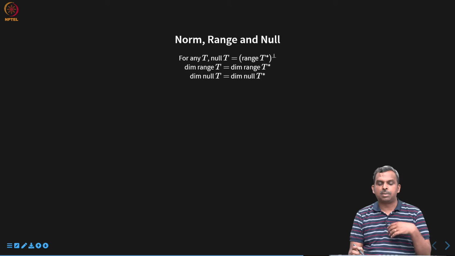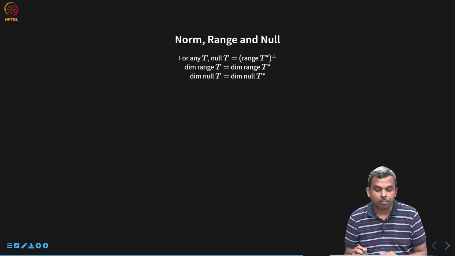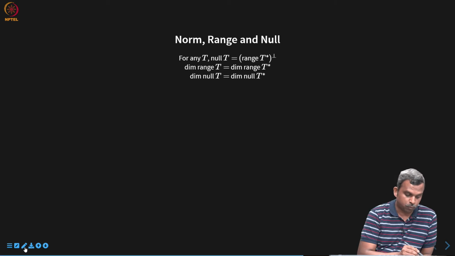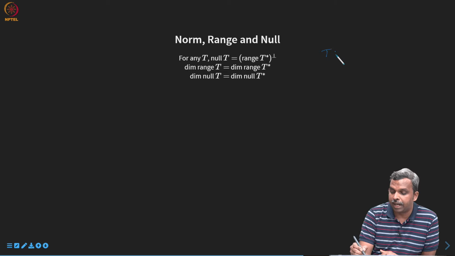Okay, so let's first begin with norm, range, and null. If you have a general operator T, you have these relationships: null T equals range T star perp, dimension of range of T equals dimension of range of T star, and dimension of null of T equals dimension of null of T star. You may want to keep the self-adjoint case in mind. Suppose T is self-adjoint.